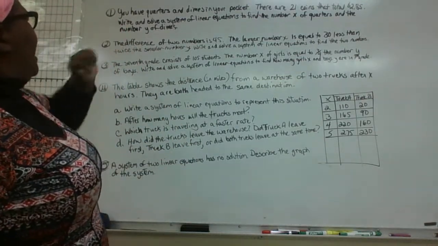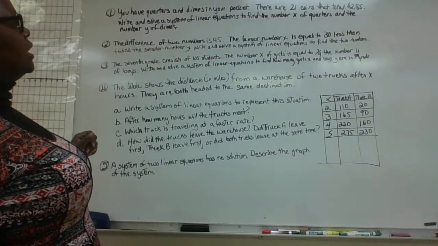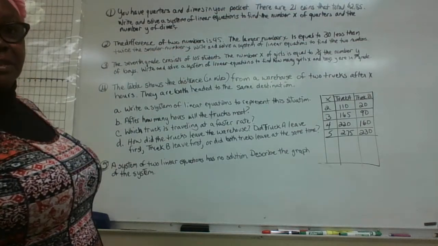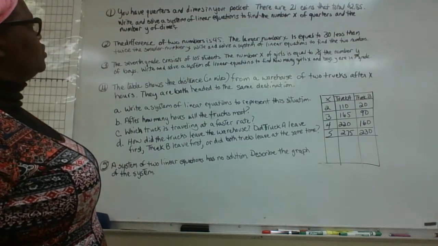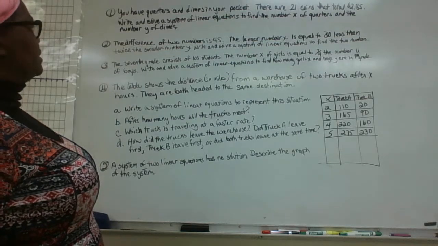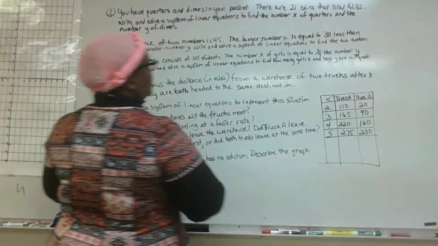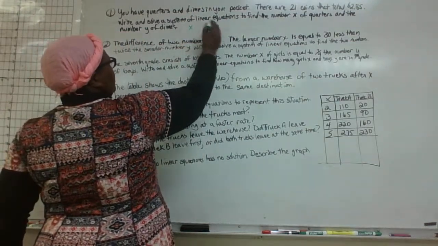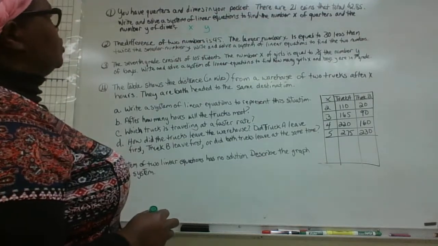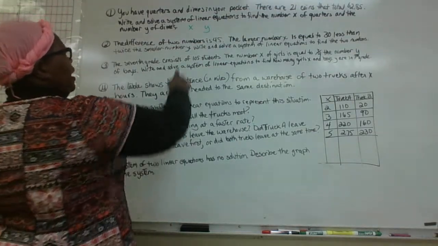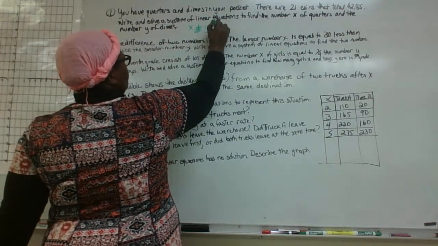Here we go. You have quarters and dimes in your pocket. There are 21 coins that total $2.85. Write and solve a system of linear equations to find the number x of quarters and the number y of dimes. Okay, so x is our quarters, y is our dimes. Now according to this, there are a total of 21 coins. So our x coins plus our y coins equal 21.